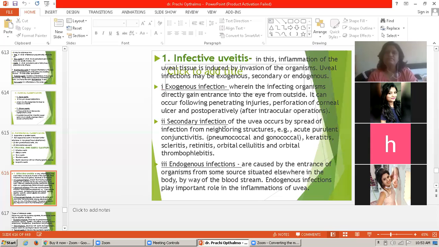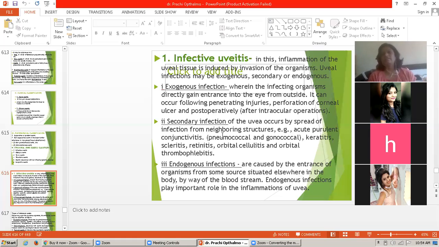Second is a secondary infection of the uvea that occurs by the spread of the infection from a neighboring structure. For example, there is acute purulent conjunctivitis due to pneumococcal and gonococcal infection, and keratitis, scleritis, retinitis, orbital cellulitis, and orbital thrombophlebitis.